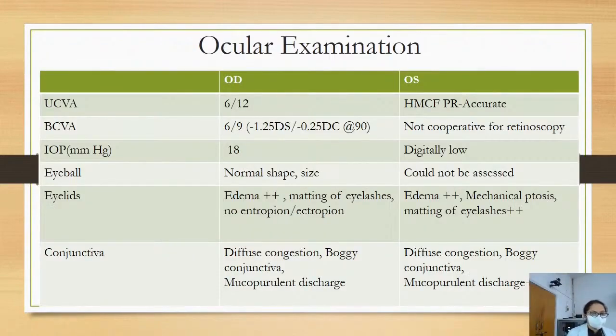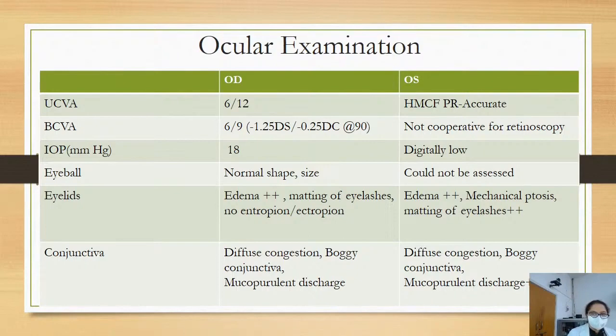Coming to ocular examination, right eye, uncorrected visual acuity 6/12, intraocular pressure was 18 millimeters of mercury. On eyelids, there was edema with matting of eyelashes, and conjunctiva diffuse congestion with boggy conjunctiva along with mucopurulent discharge. Examination of left eye, her uncorrected visual acuity was hand movements close to face with projection of rays accurate in all the 4 quadrants.